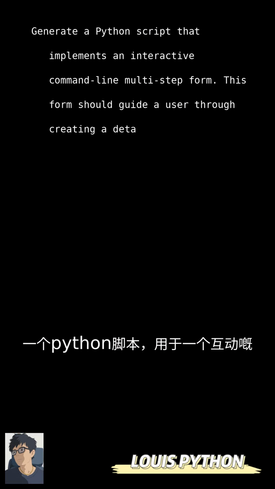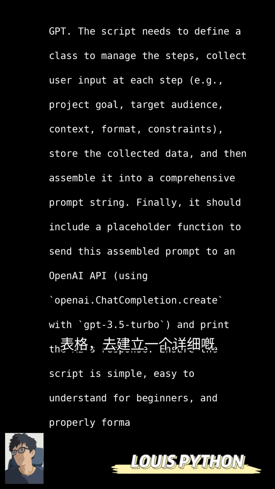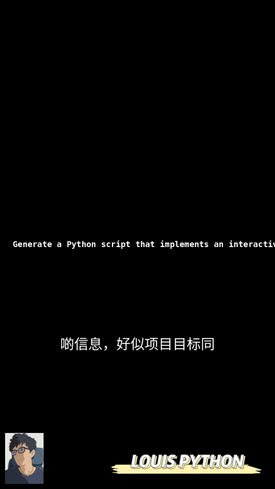We start with a vibe prompt. Generate a Python script for an interactive, command-line multi-step form to build a detailed AI prompt. It needs to collect info like project goal and audience, then assemble it to call the OpenAI API.